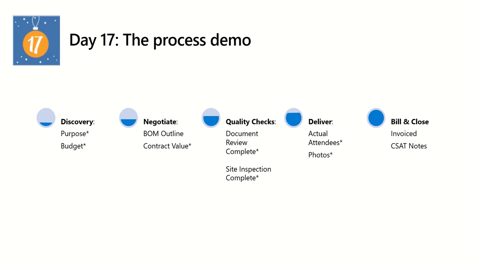And, in hindsight, this wouldn't be required in real life, I don't think, because many people don't tell you what their budget is. But I made it required here because in our case, our customers are willing to share a budget. The next stage, after we have a purpose and a budget, we put together a bill of materials outline.